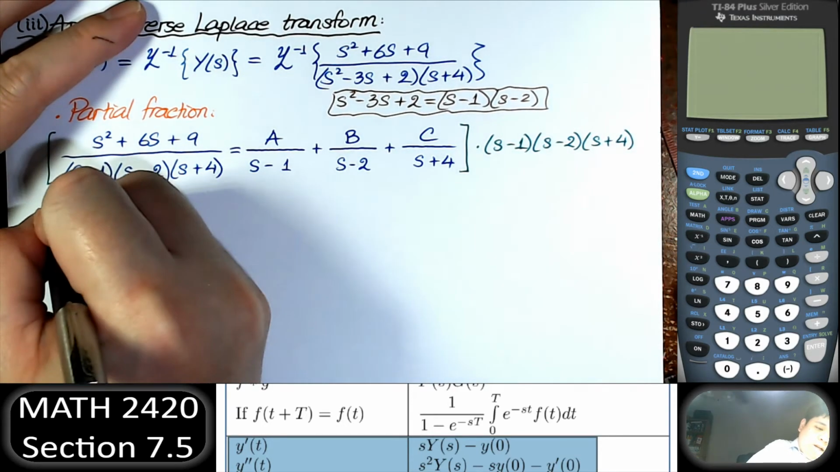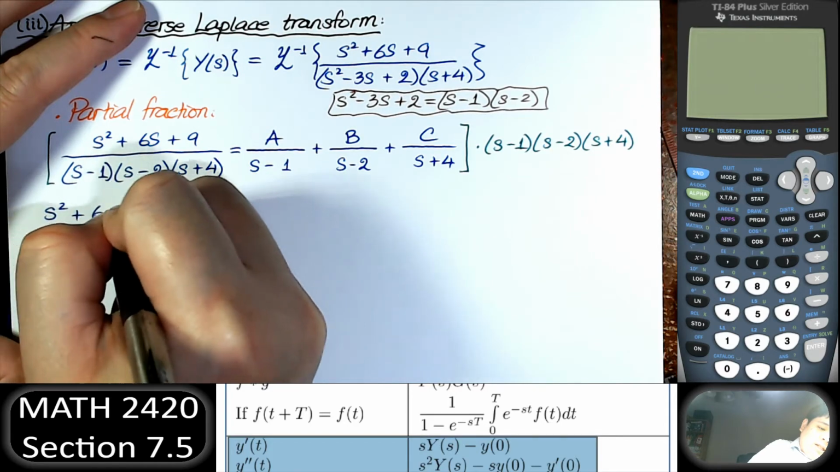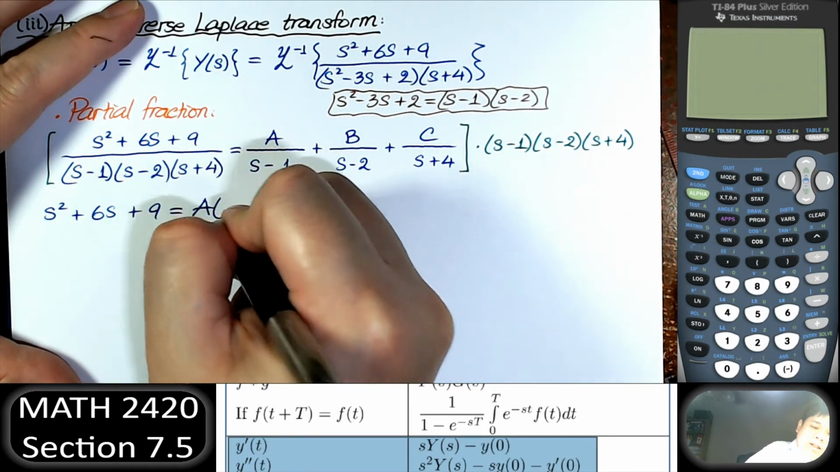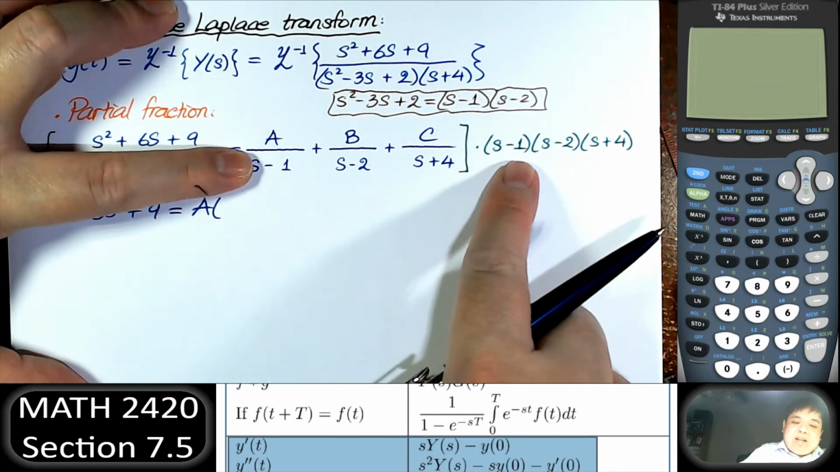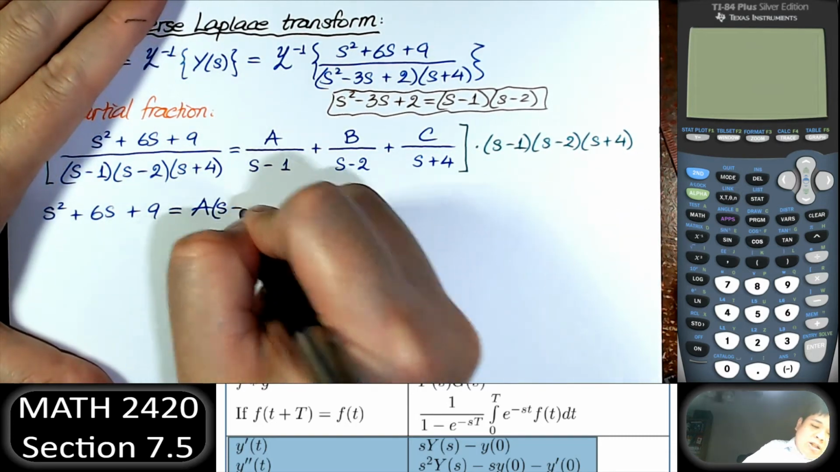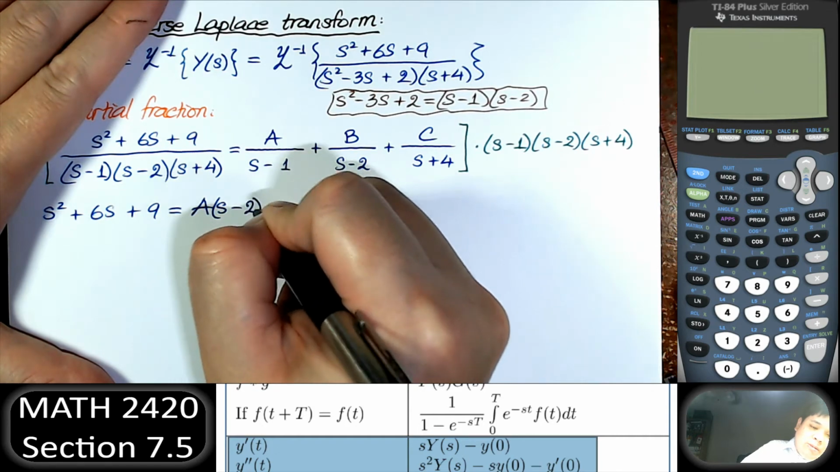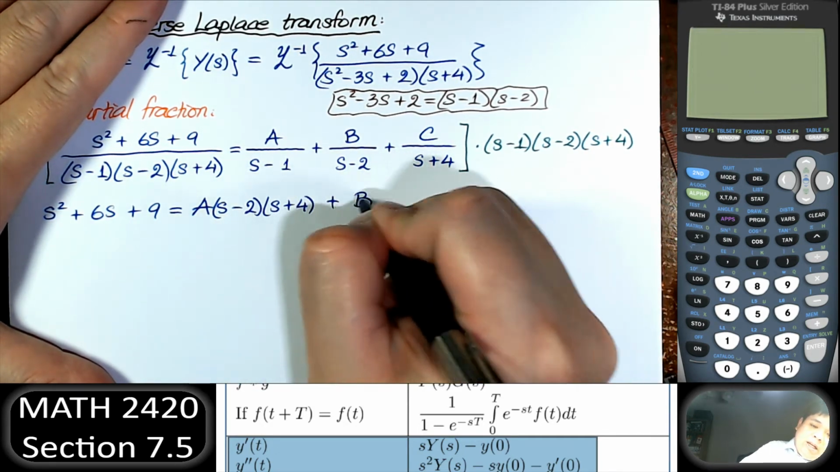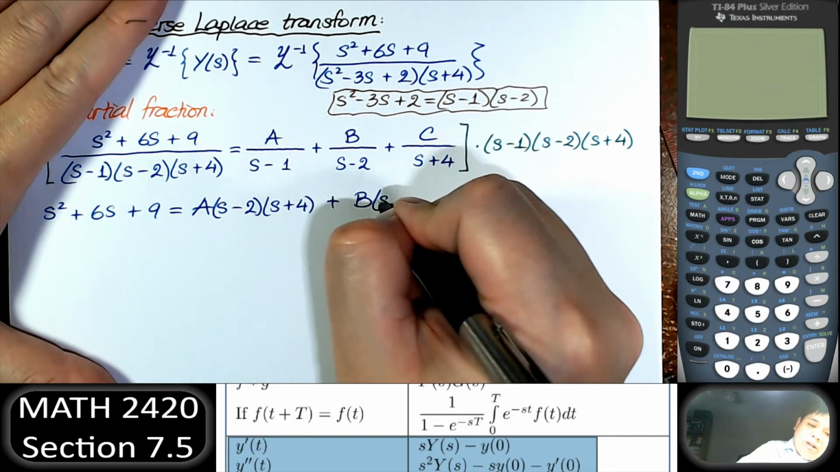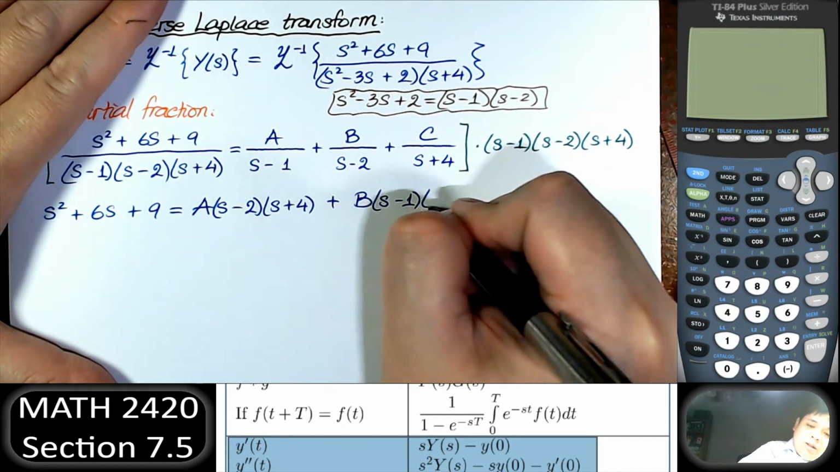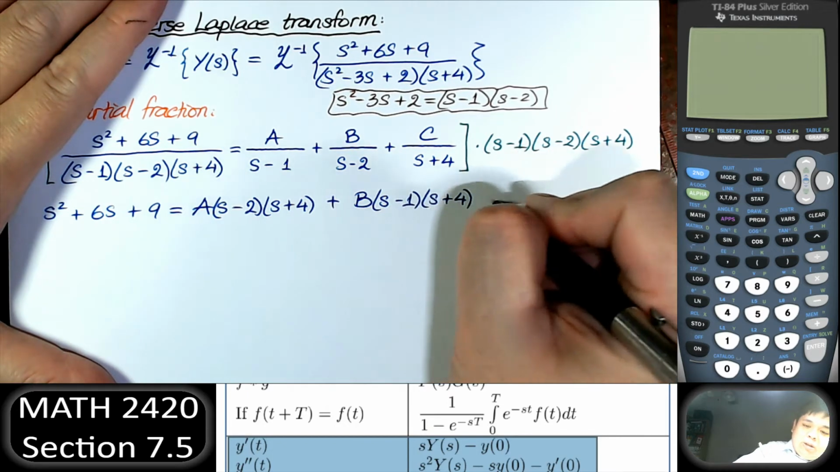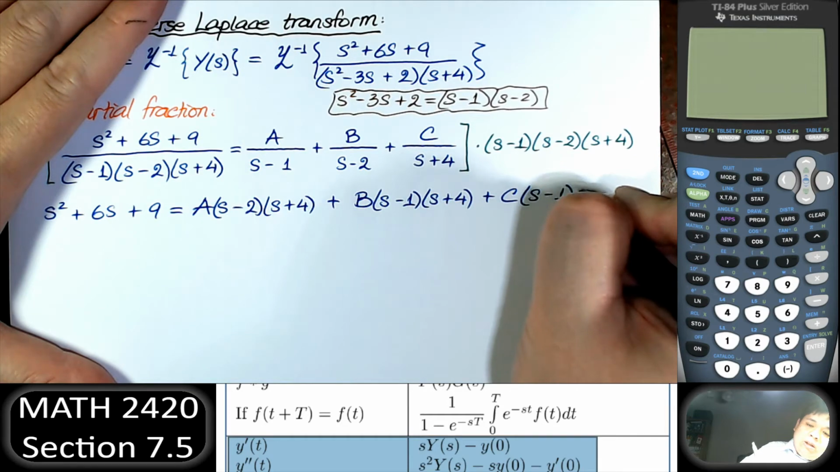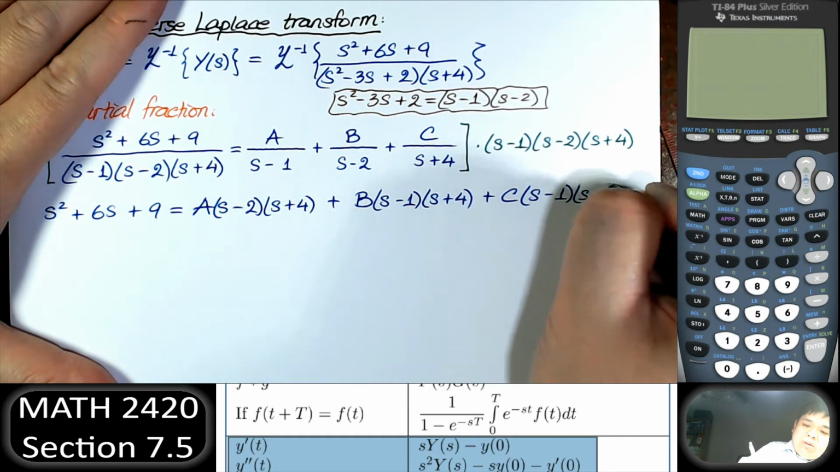We have s squared plus 6s plus 9 equal to A, where s minus 1 cancels out, so we have s minus 2, s plus 4, plus B, where the s minus 2 cancels out, s minus 1, s plus 4, then plus C, s minus 1, s minus 2.